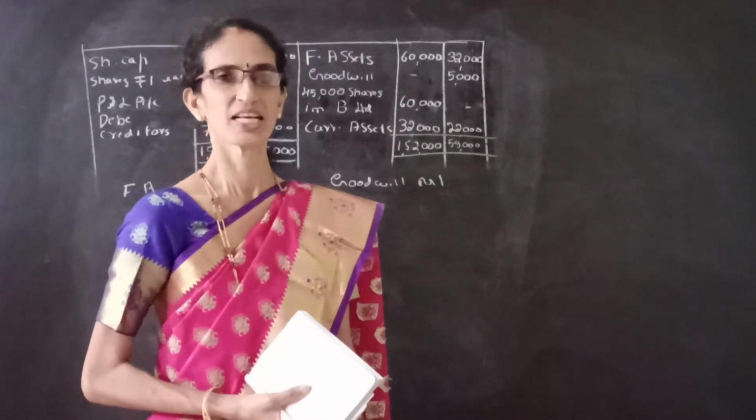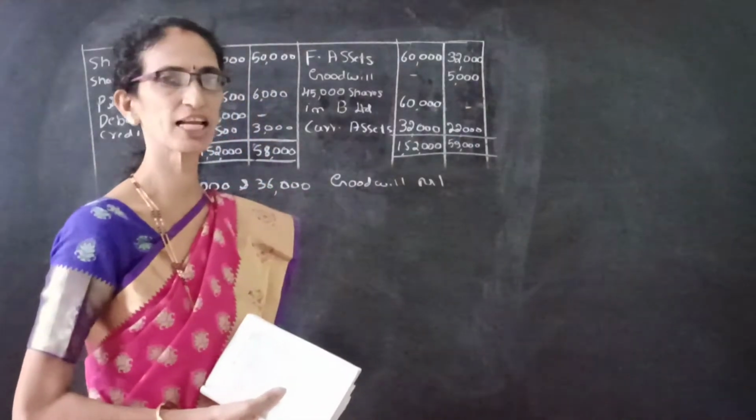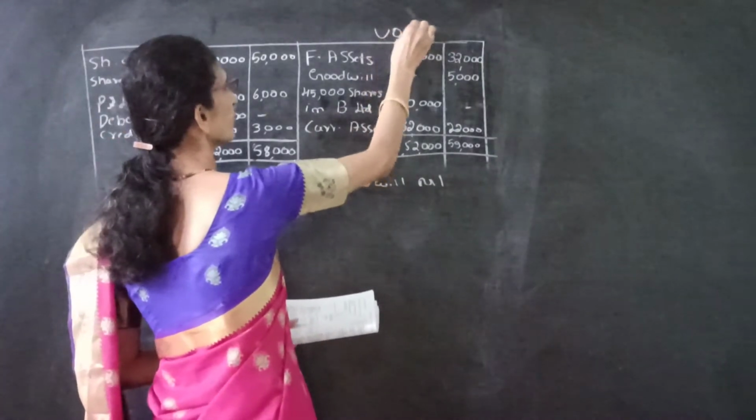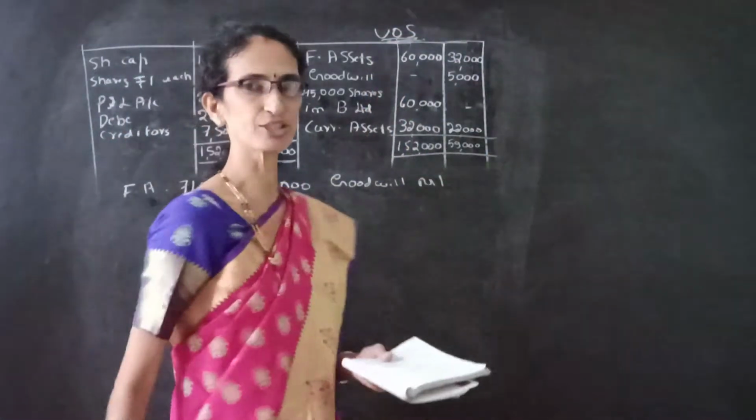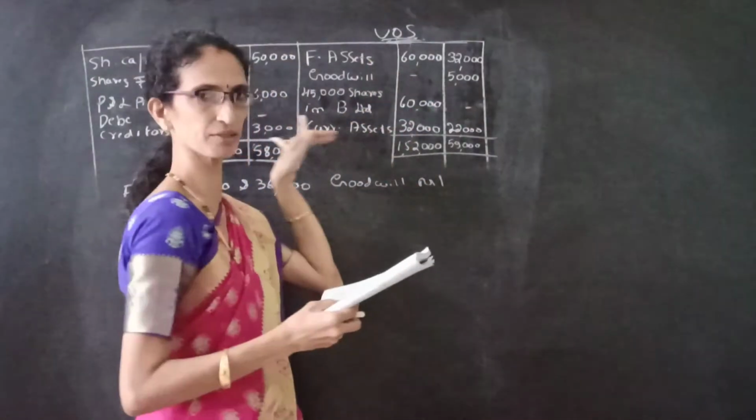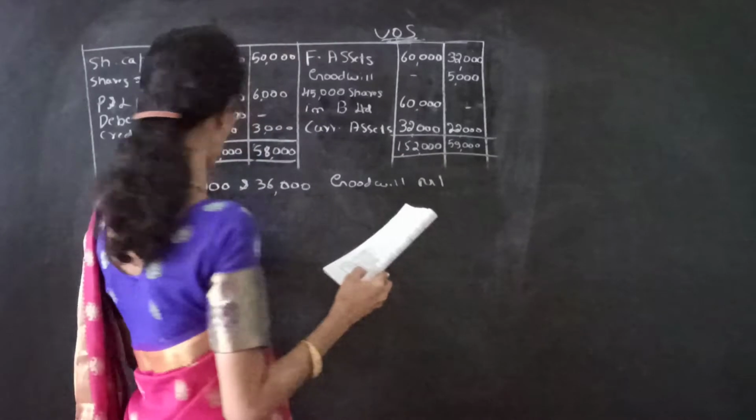Hi students. Now I am taking Financial Accounting for final year BCom, the fourth chapter, Valuation of Shares. See, this is the balance sheet given. Then an adjustment is given like this.